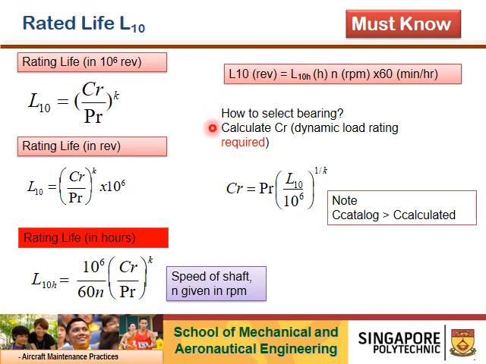Okay, so I mentioned earlier, how do we select the bearing? We need to calculate the CR. Okay, the dynamic load rating required, that means your factory CR. Then you compare it with the catalog. Okay, so when you do this, this is actually a conversion from here. You make CR the subject, so you have CR equals PR open bracket L10 divided by 10 to the power 6, close bracket, to the power 1 over K. And when you have calculated your CR, you compare it to the catalog, you choose the catalog number greater than the calculated. All right. So this is what the formula is about.